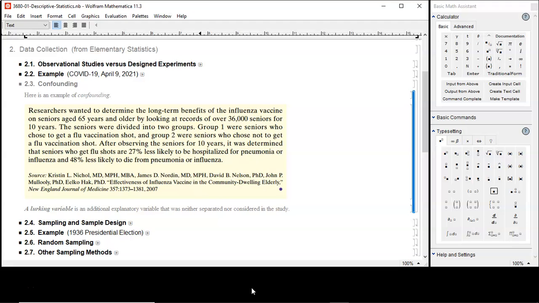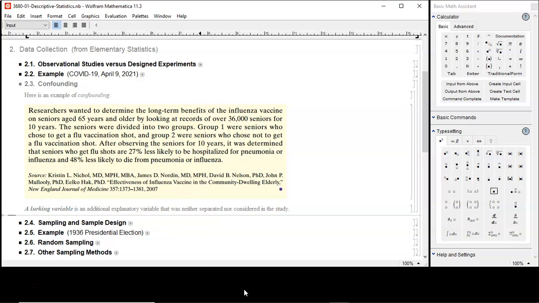And then they studied, turned out 27% less likely to be hospitalized from influenza or pneumonia, and 48% less likely to die. Looks like this is a spectacular result toward the effectiveness of the flu vaccine. Well, I agree with the conclusion, but not completely agreeing with the numbers here, because something else might be at work, which we call lurking variable.